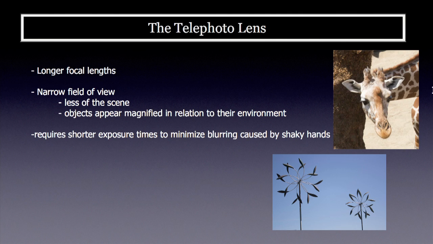One of the things to keep in mind with telephoto lenses is that they do require a shorter exposure time. The reason for that is you want to minimize the blurring that's caused by shaky hands. Think of it like this: if you were holding a laser pointer really steady against an object nearby, it would seem pretty stable. But as soon as you pointed it at an object further away from you, that little dot would start to jump up and down, and that's what happens with telephoto lenses. So that's why you need that shorter exposure time.